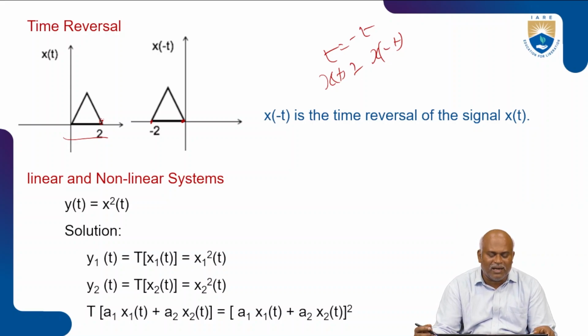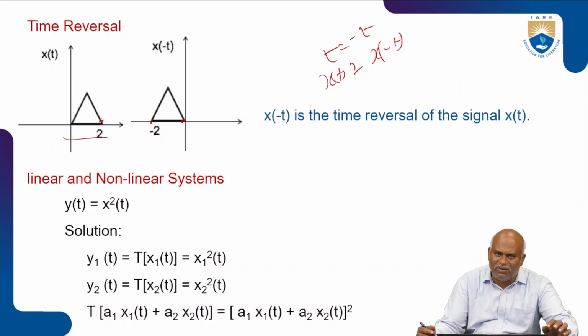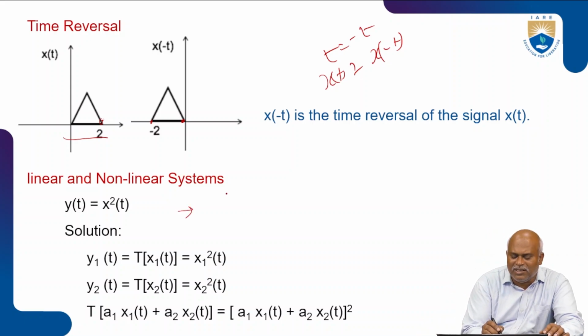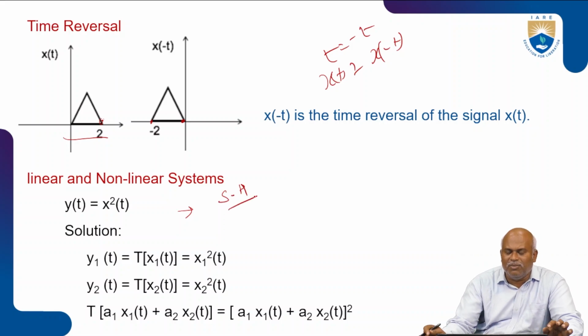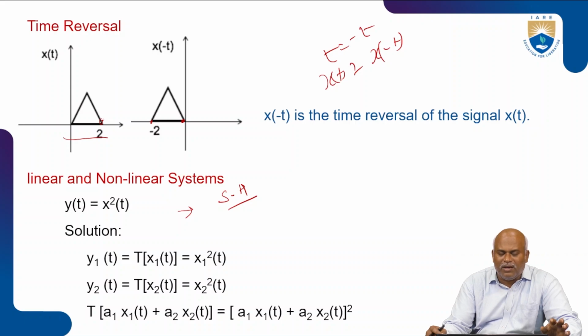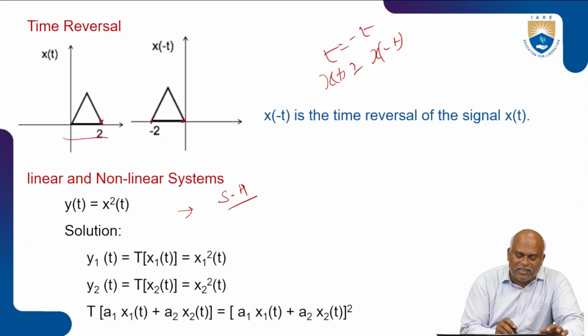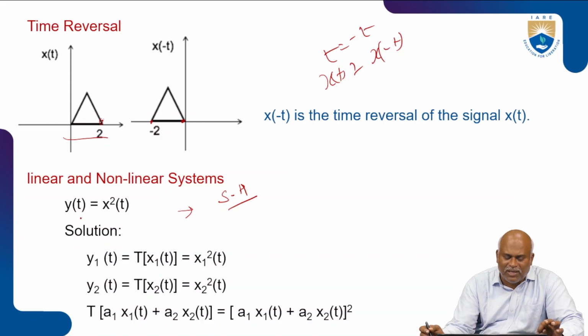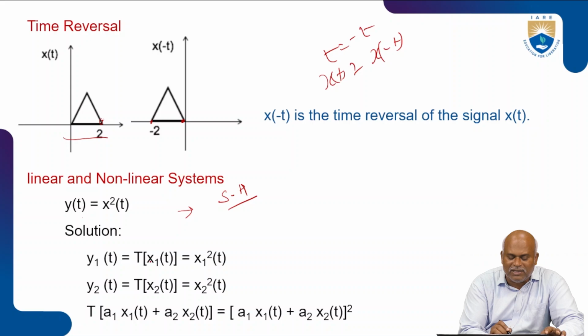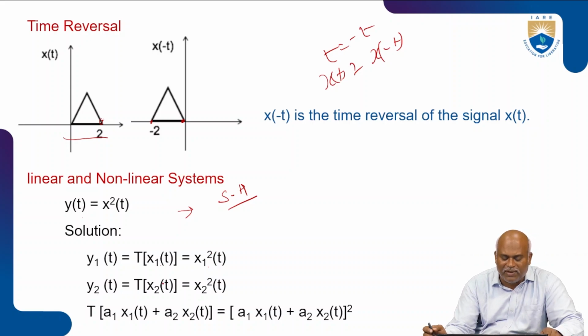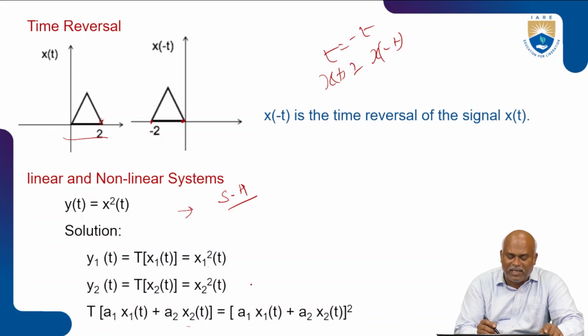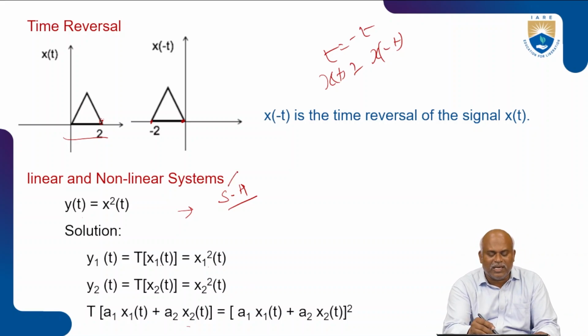Next, we go for the linear and non-linear system. We take y of t. Linear and non-linear system means the superposition and homogeneity principle we need to satisfy. Now, generally what we are doing is adding some coefficients. We need to take the Fourier transform. Finally, that will give the final decision of the signal. Now, I take a sample signal, y of t is equal to x square of t. The solution y1 of t is equal to T of x1 of t as per the superposition principle, which is equal to x1 square of t. Next, y2 of t is equal to T of x2 of t, which is equal to x2 square of t. Now, we need to adapt for superposition as well as homogeneity.